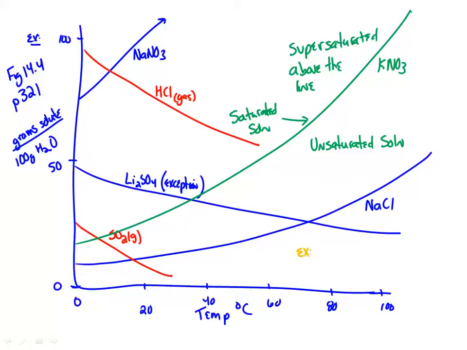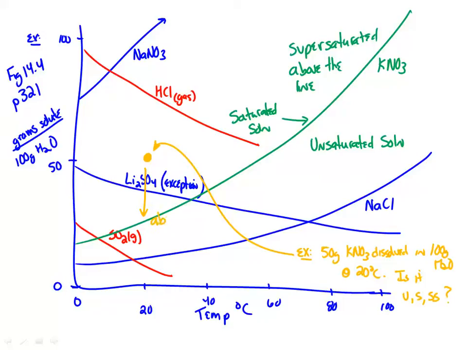So for example, if you have 50 grams of NaNO3 dissolved in 100 grams of H2O at 20 degrees Celsius, is it unsaturated, saturated, or supersaturated? What you do is you just plot that point. You say 50 grams of NaNO3 at 20 degrees Celsius is right here. That is above the line. But which line? The NaNO3 line, since we're talking about NaNO3. So the green line. And if it's above the line, it is supersaturated. What's that thing in front of 20 degrees Celsius? At. That's the at symbol.